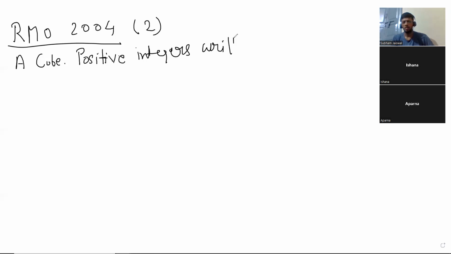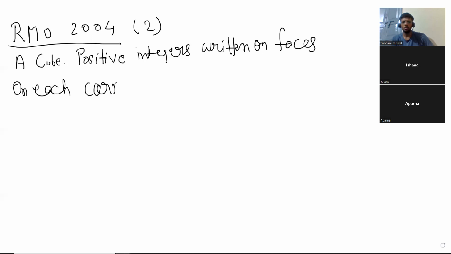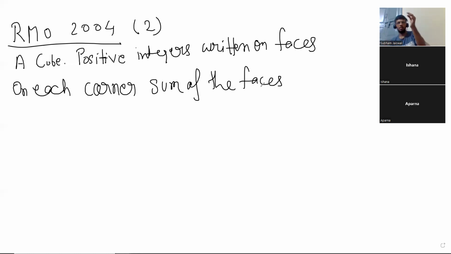Written on faces. Okay, so you know what faces are. There are 6 faces, right? On each corner, you mean, the eight vertices, the sum of the numbers on the faces. So at one corner, you will have 3 faces meeting there, right? I'll draw a picture, but it is written.